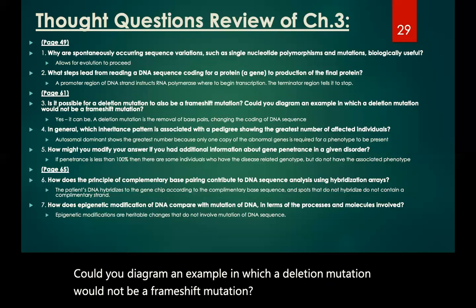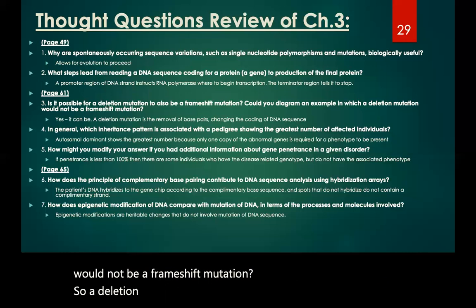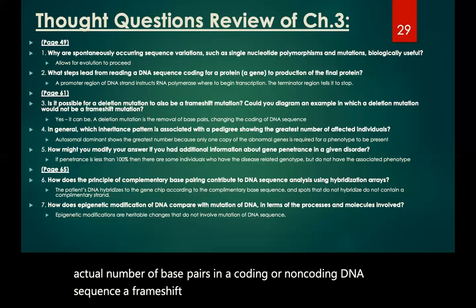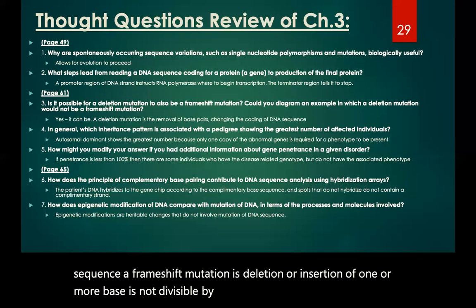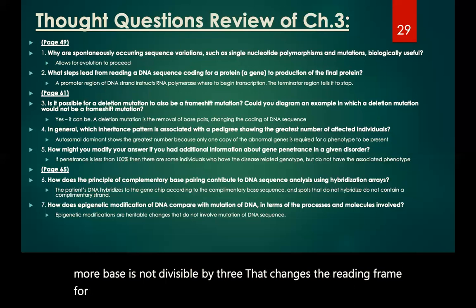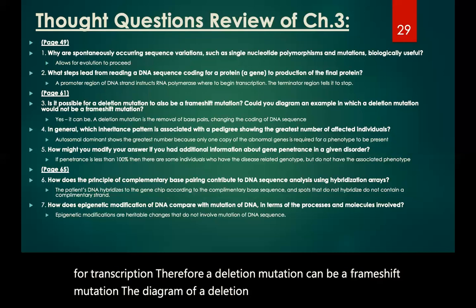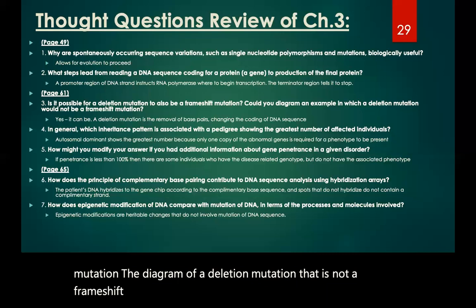Okay, so a deletion mutation is the removal of base pairs, changing the actual number of base pairs in a coding or non-coding DNA sequence. A frame shift mutation is deletion or insertion of one or more bases, not divisible by 3, that changes the reading frame for transcription. Therefore, a deletion mutation can be a frame shift mutation. The diagram of a deletion mutation that is not a frame shift mutation should demonstrate the deletion of base pairs in a number divisible by 3.